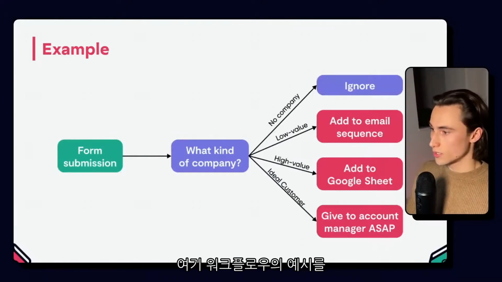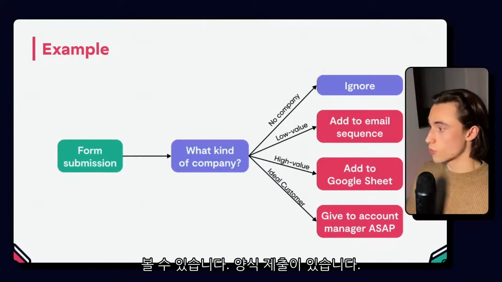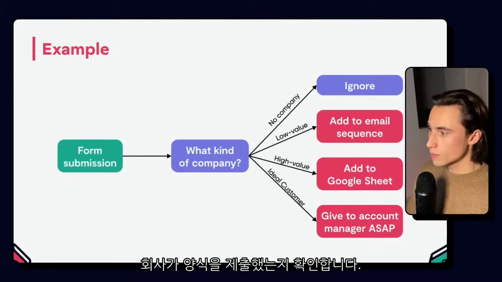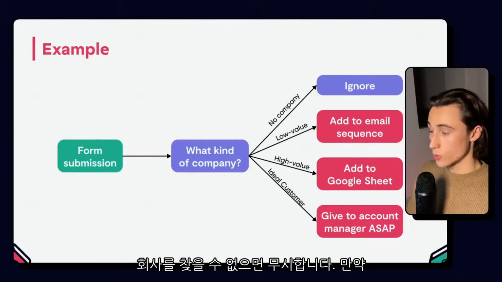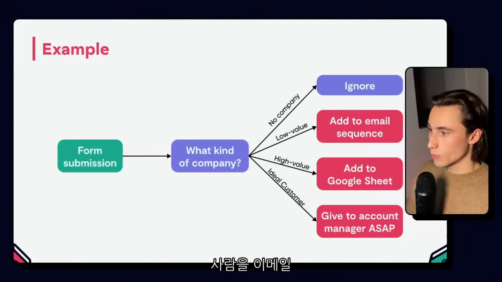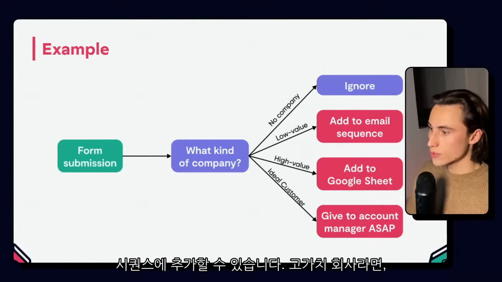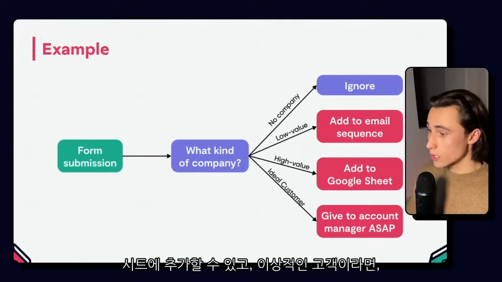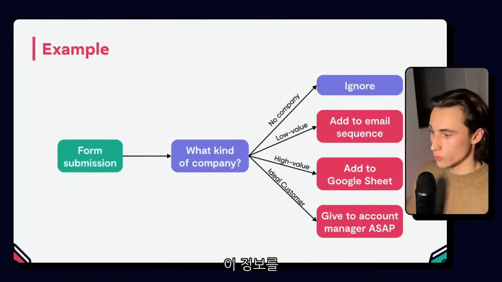Here we can see an example of a workflow. So we have a form submission. When the form is submitted, we check what kind of company is submitting the form. If we cannot find a company, we ignore. If it's a low value company, we can add the person submitting the form to an email sequence. If it's a high value company, we can add the information to a Google Sheet. And if it's an ideal customer, then we can give this information to an account manager ASAP.